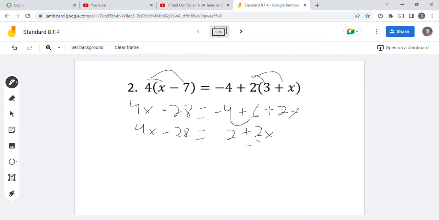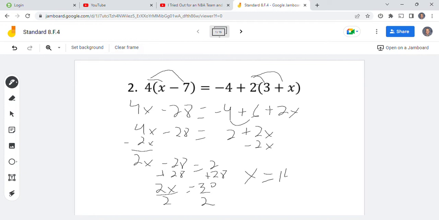Let's subtract the 2x to get it over here on this side. 4x minus 2x is 2x. So we have 2x minus 28 equals 2. Add that 28 to both sides to get rid of that, and we get 2x equals 30. We'll finish this out by dividing by 2, and we end up with x equals 15.